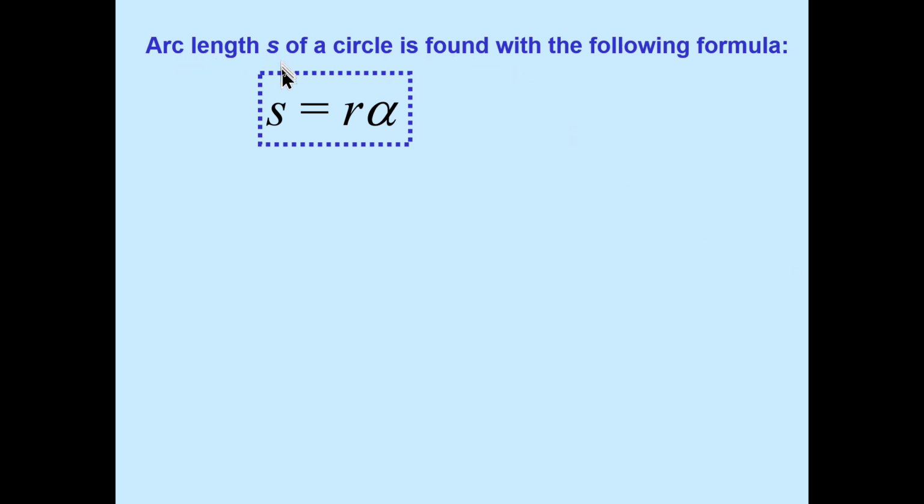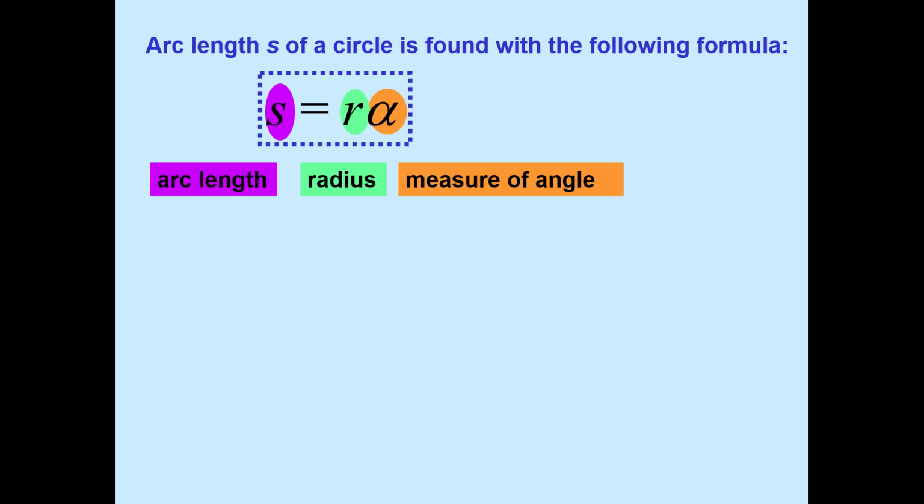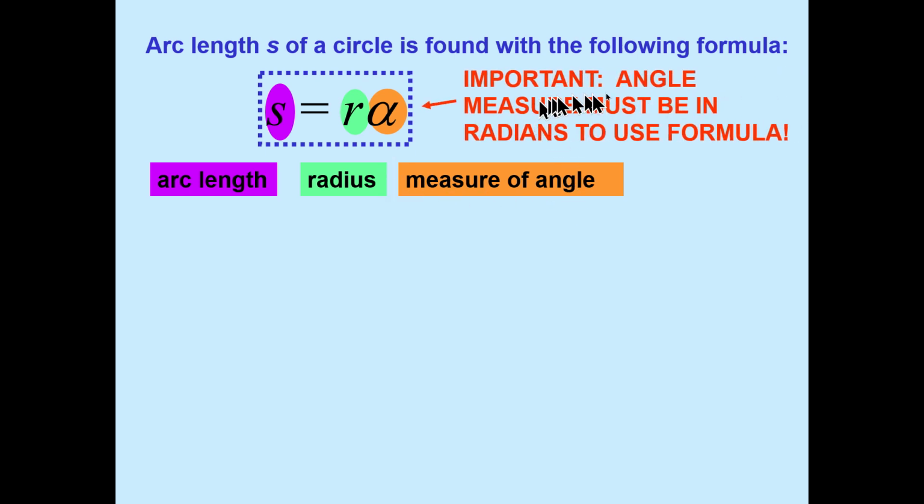Arc length S of a circle is found by the following formula here. S is equal to r times alpha. The arc length, the radius times the measure of the angle. The angle measure must be in radians to use the formula.